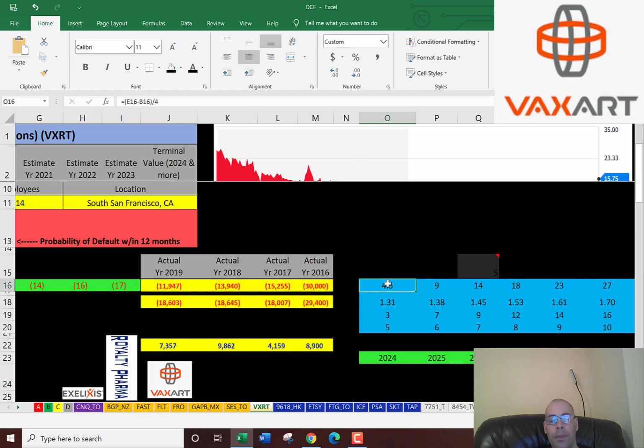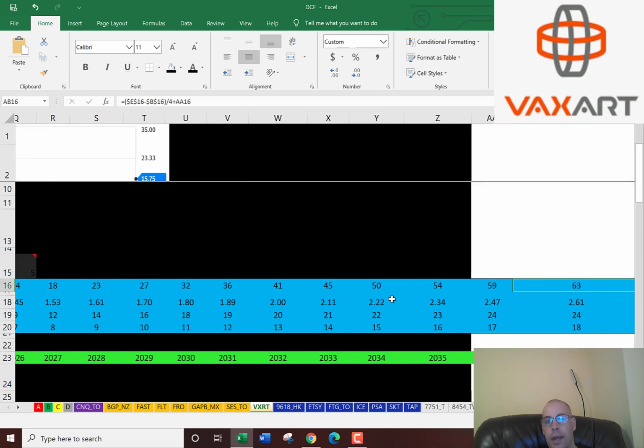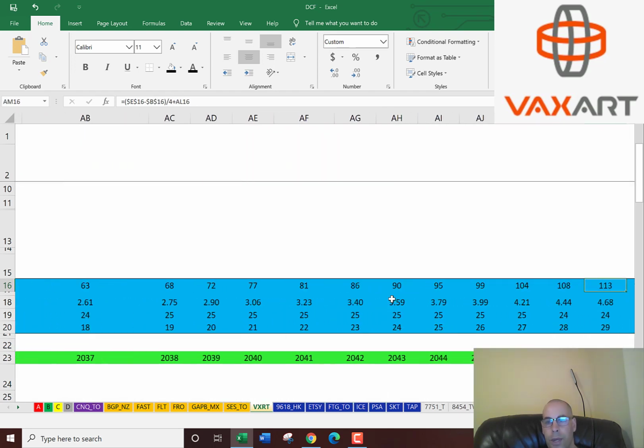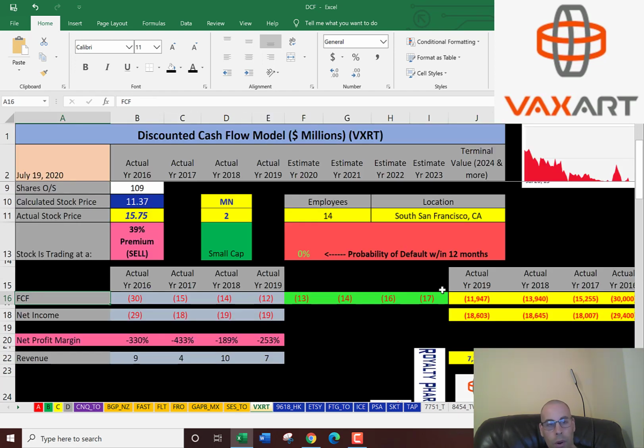You can see this is $4.5 million of free cash flow in 2024. I would assume the same growth over the next 29 years and then do a terminal value after year 29. And then of course I have to discount those numbers back to today using the weighted average cost of capital. But the assumptions I did use all came from their actual numbers.